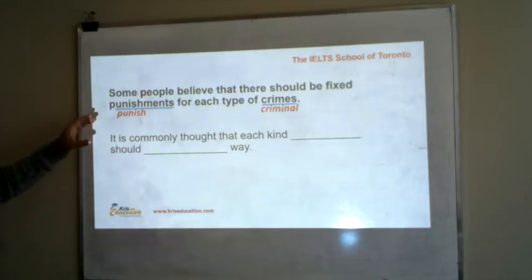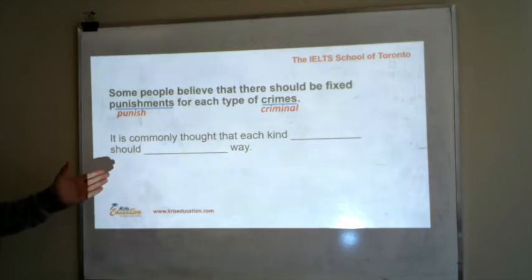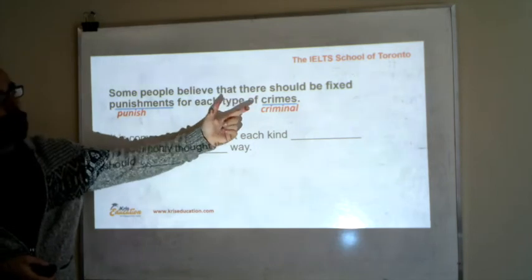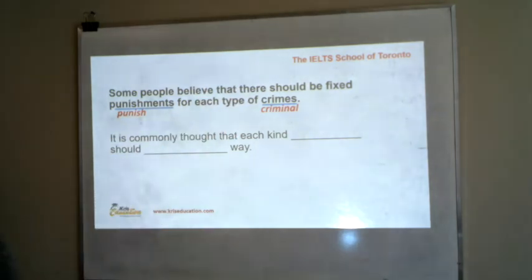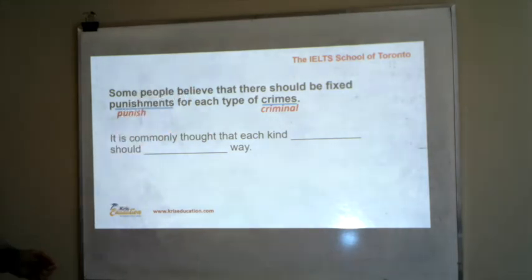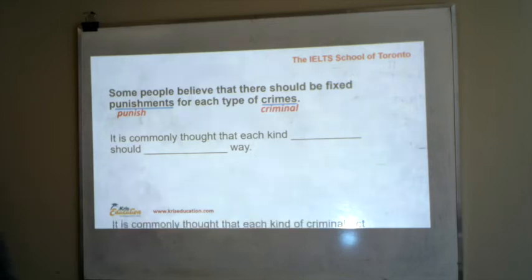You can start with a general sentence like it is commonly thought, it is a commonly held view, it is a commonly held belief, and so on. And then you can carry on. What is a crime? A crime is a criminal act, a criminal behavior. So that each kind of criminal act should be punished in the same way.